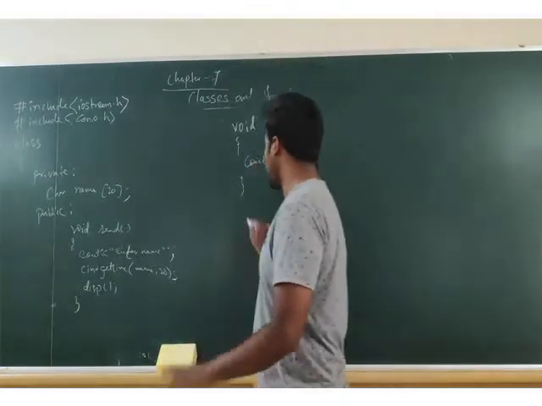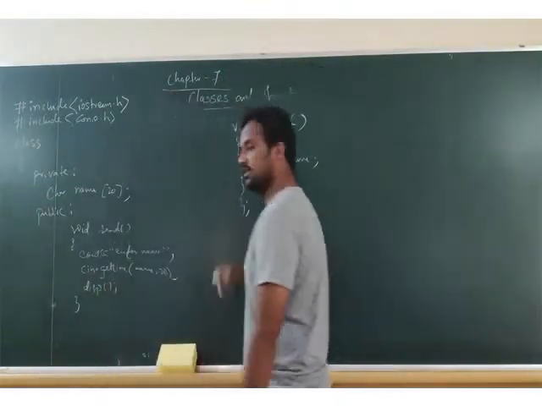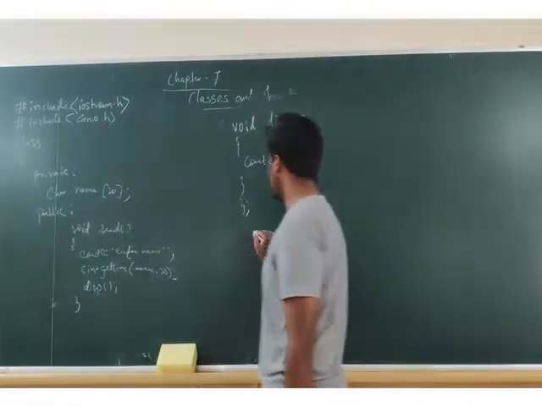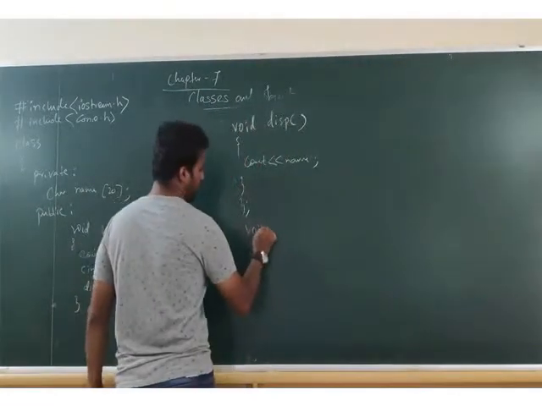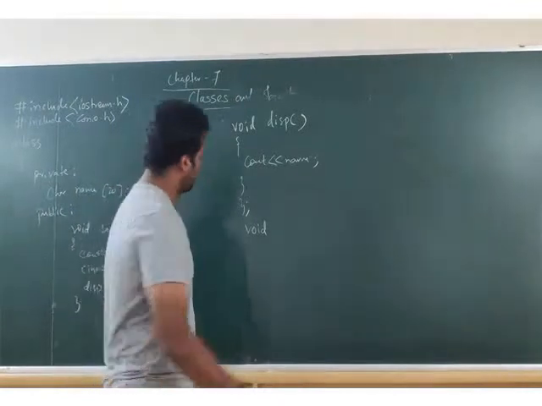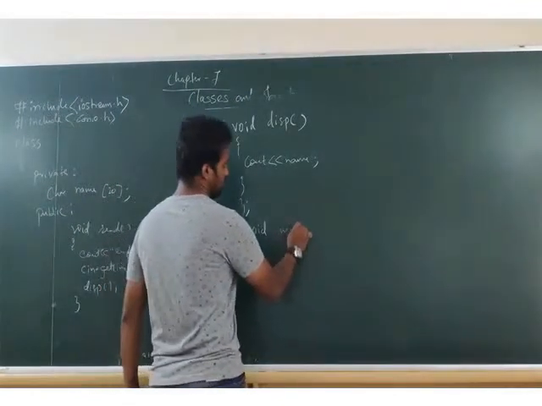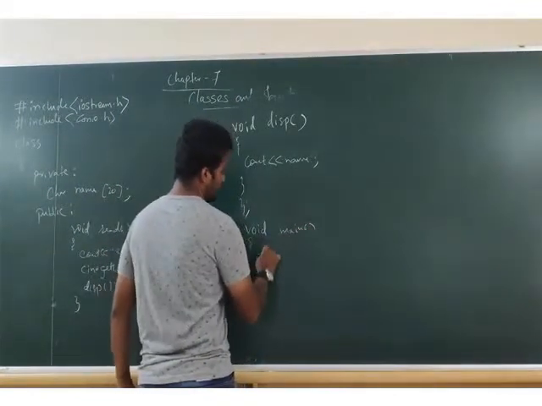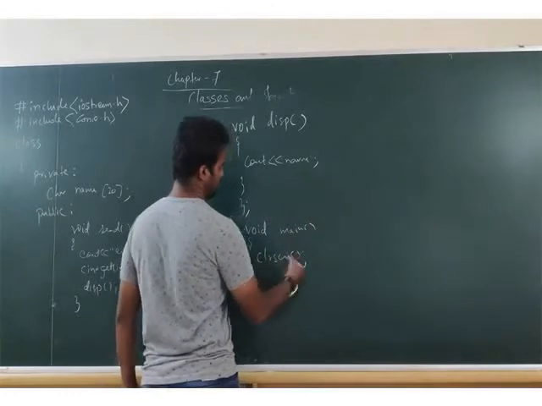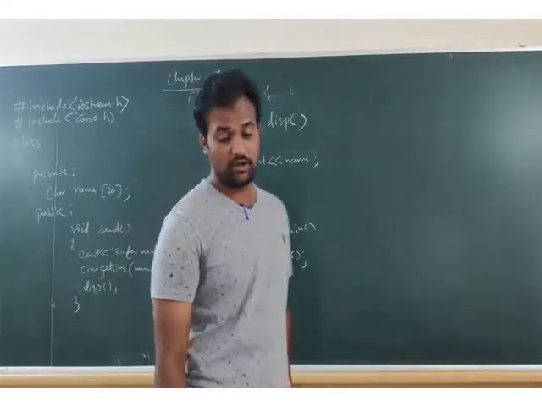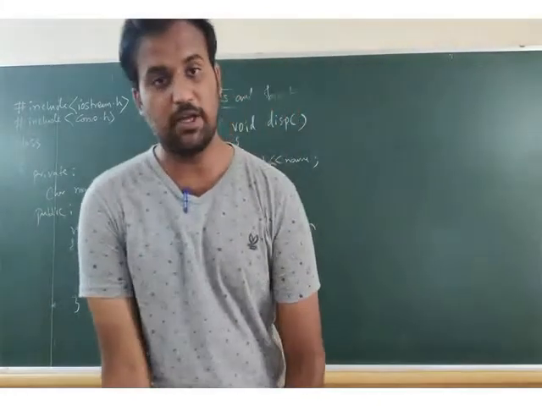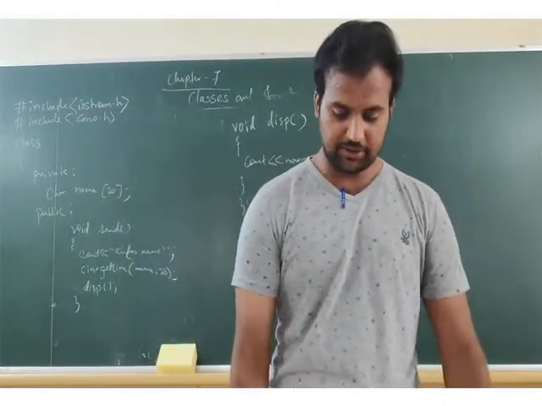How are we going to use that? We are going to close the class. Now let's start with the object. Void main, clear screen. Okay. Now how to display the object?